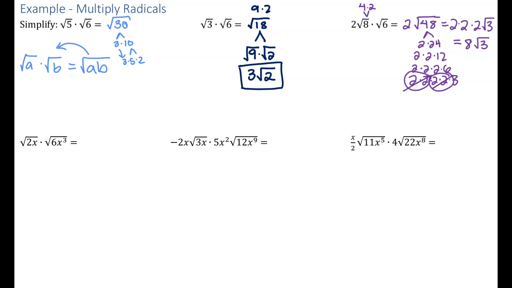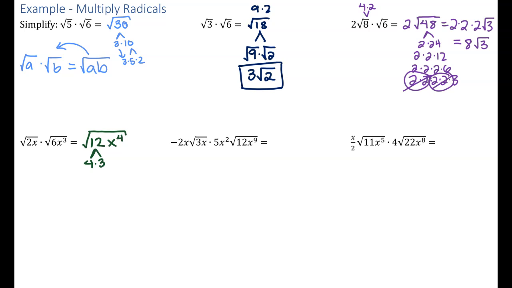Okay, so again, let's get some variables in the mix. So square root of 2x times the square root of 6x cubed. I don't see a real easy perfect square just sitting there, so I'm going to combine them first. I can multiply the 6 and the 2 together to get 12. And I can multiply the x and the x cubed together to get x to the 4th. And then I'm looking for factors that are perfect squares. 12 is 4 times 3.